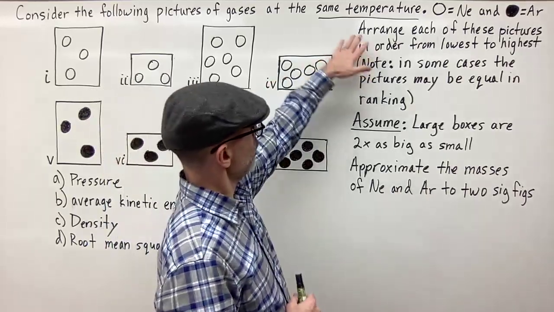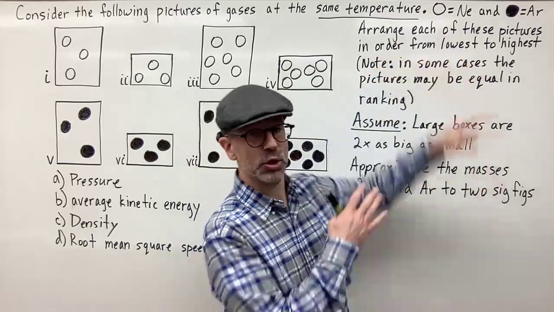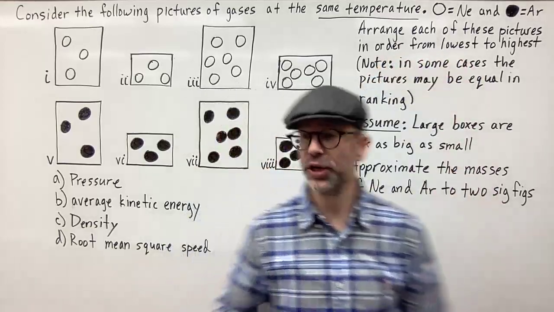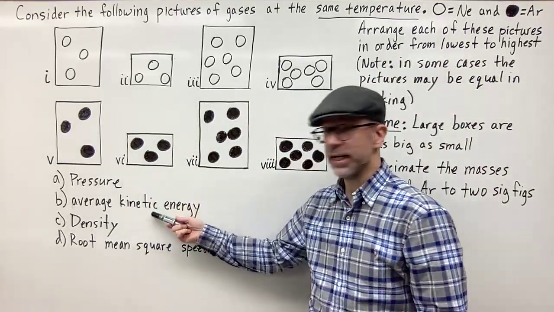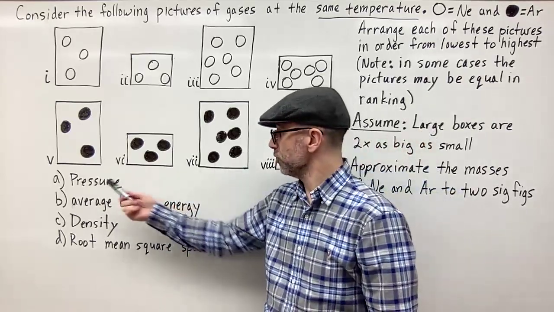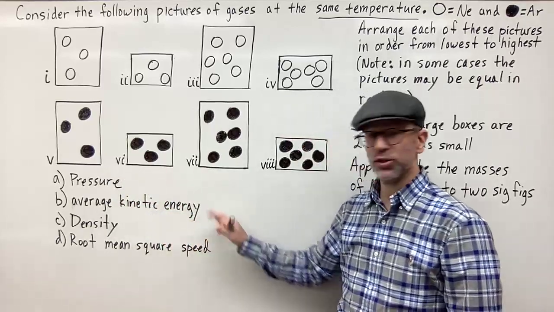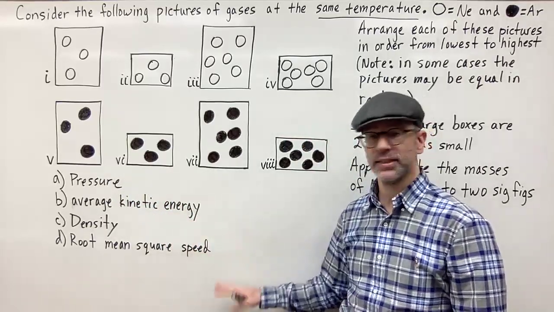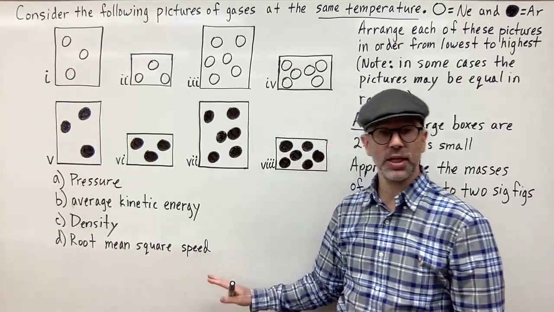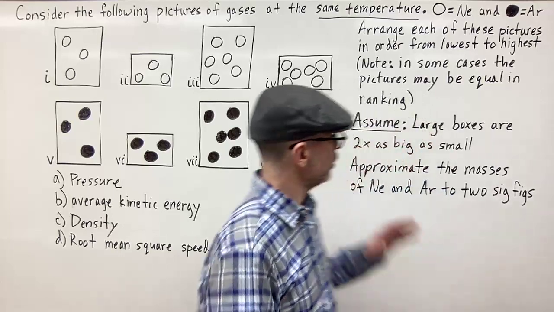So they want us to arrange each of these pictures in order from lowest to highest according to what characteristic they want us to look at. So we're going to order the boxes according to pressure, lowest to highest, according to average kinetic energy, lowest to highest, density, lowest to highest, and root mean square speed or velocity, lowest to highest. And so we're going to do that.